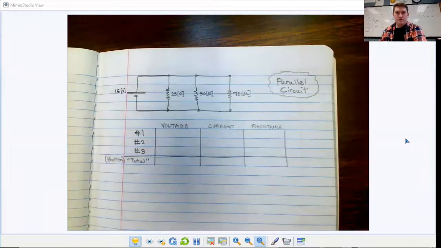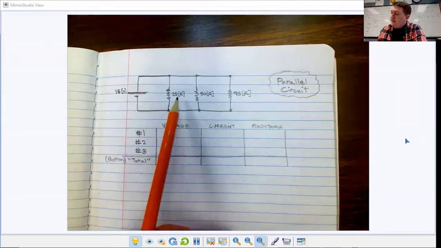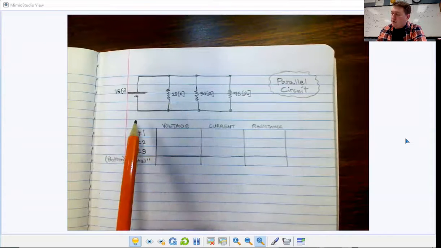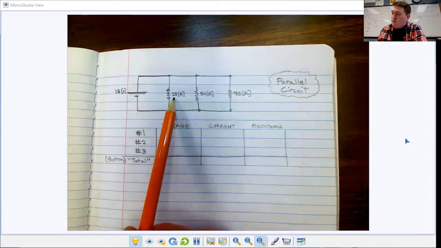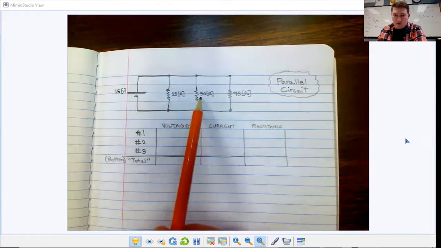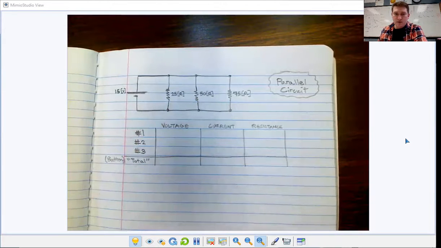All right, now that we have done the simulation for this parallel circuit, I'm going to show you why the numbers are the way that they are. We had a 15-volt battery attached to 3 light bulbs in parallel. The first one being 25 ohms, the second one being 50 ohms, and the third one being 75 ohms.